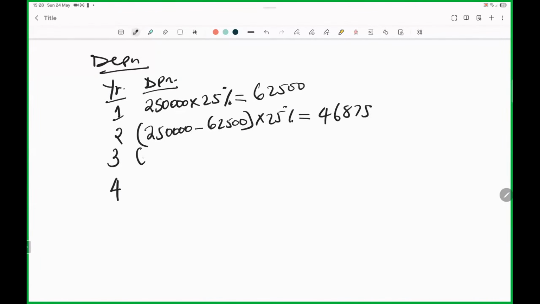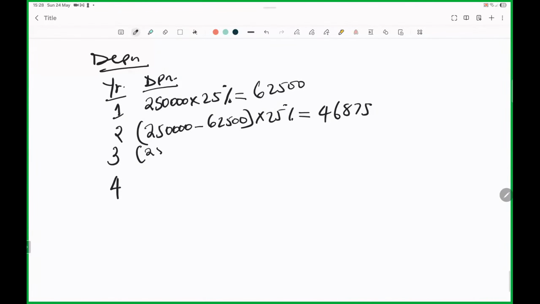Go to year number 3. So year number 3, I will pick the cost. I subtract what I lost in year 1, which was 62,500. I subtract what I lost in year 2, 46,875. So now I'm able to get the reduced balance. Remember, every year, I lose 25%. So is there somebody who can really give me this figure? Anybody who is able to give me this figure?